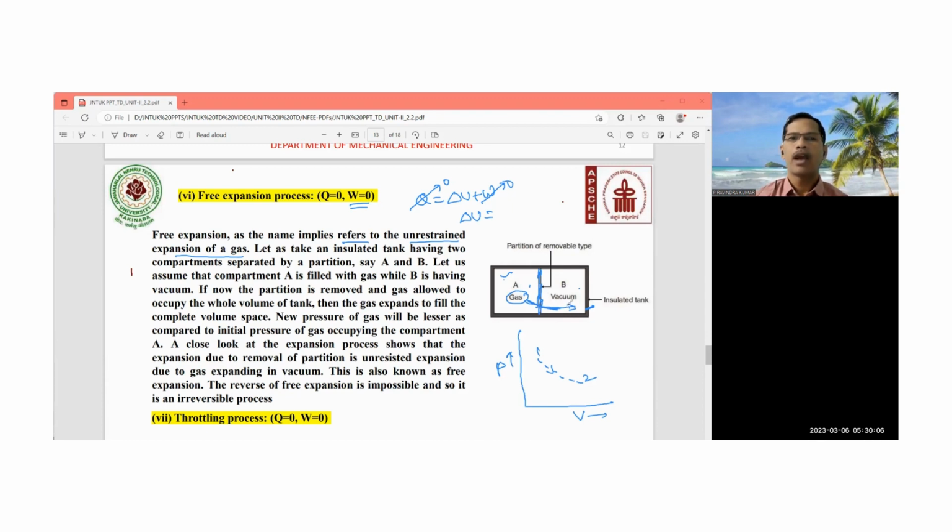So the expansion of a gas due to the removal of the partition is the unresisted expansion of a gas into a vacuum. This is known as free expansion, and in a free expansion process the work is zero and the heat transfer is zero. That's why it is an irreversible process. The throttling process is also an irreversible process, which you represent with a dotted line. So there are only these two such processes.